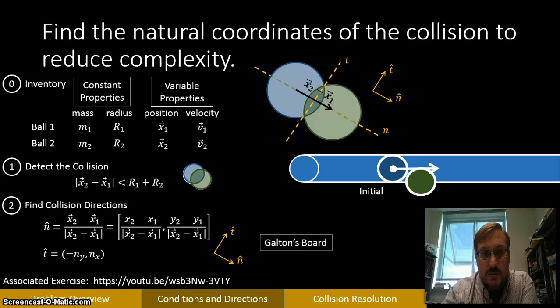All right. That's what we're going to use as our normal direction. And that is just the ratio of the displacement, which is a vector, to the distance, which is the magnitude of the displacement between these two balls, right? The position of the second ball minus the position of the first ball is the displacement, and then if you find the magnitude of that, that's the distance between them.